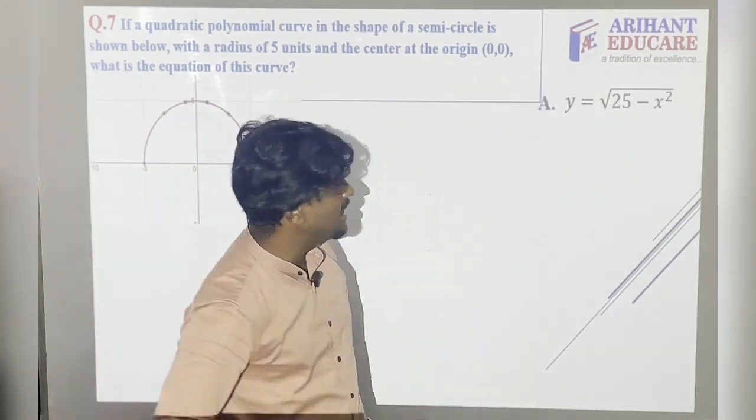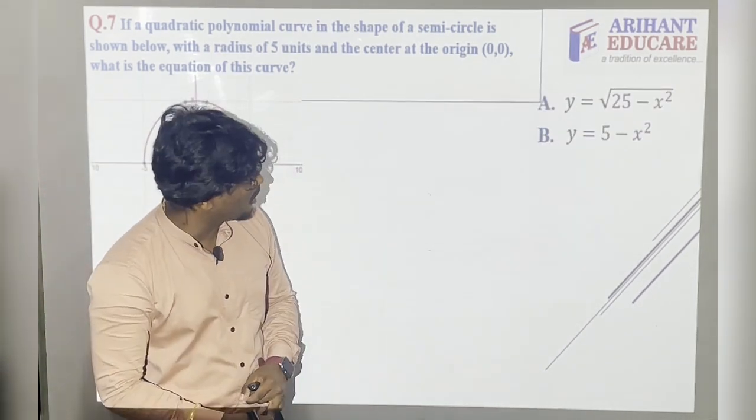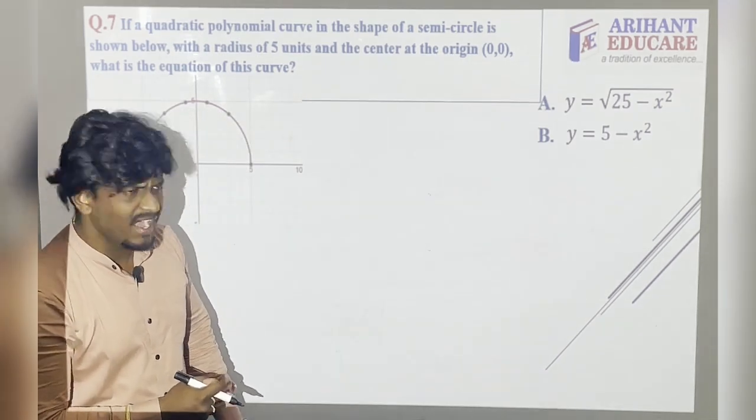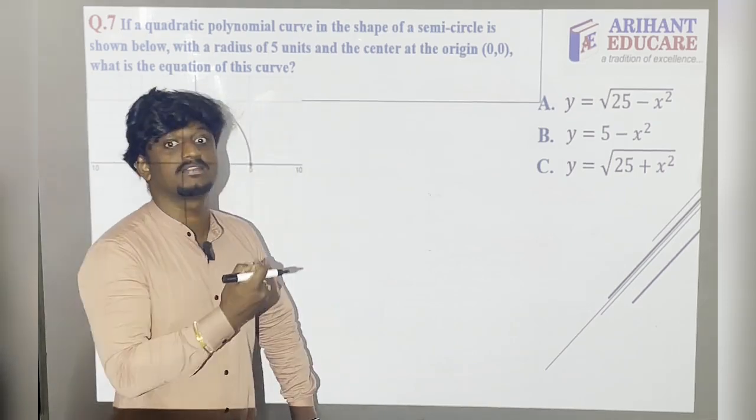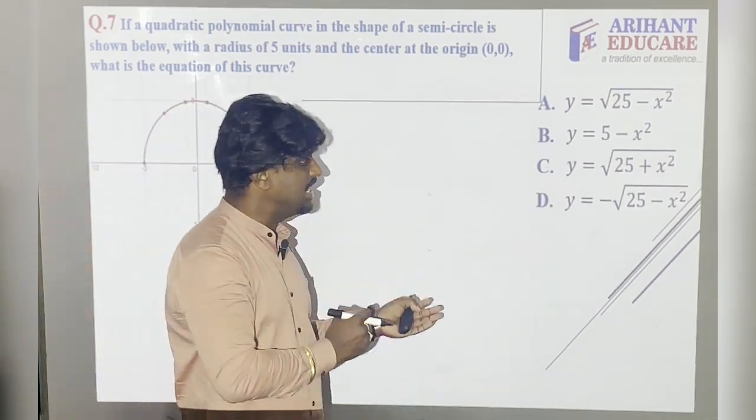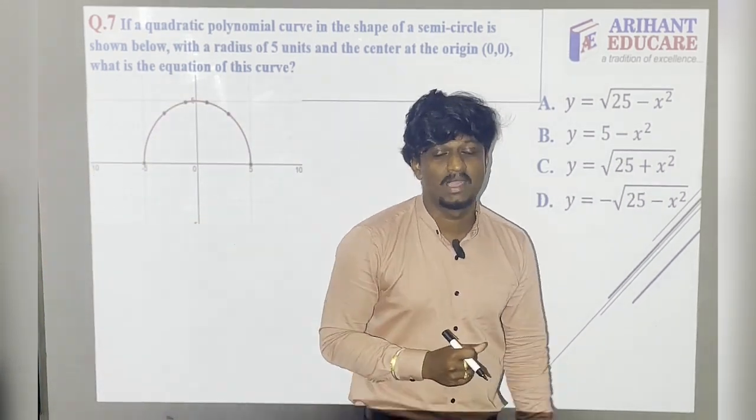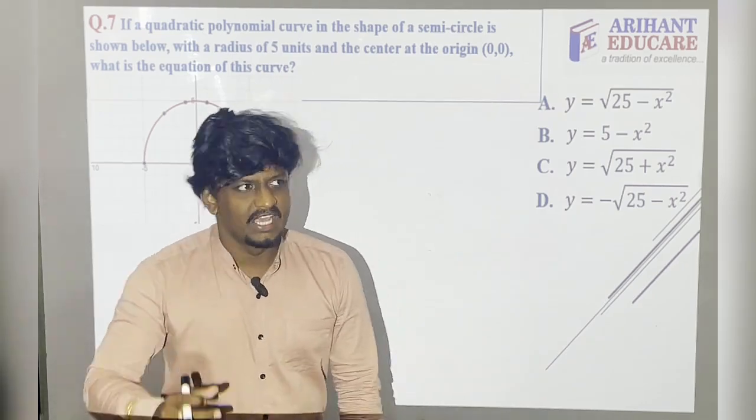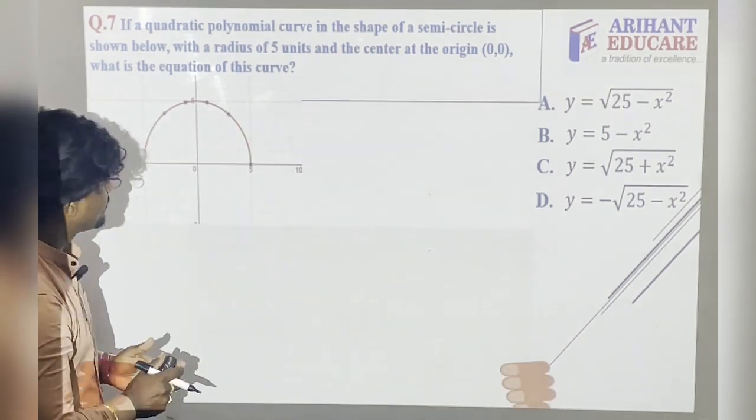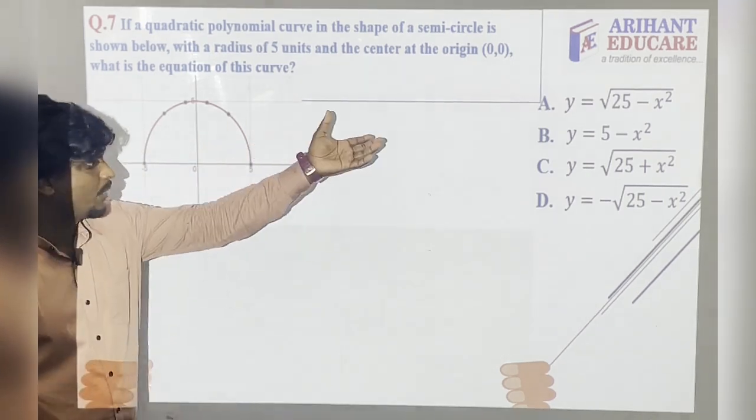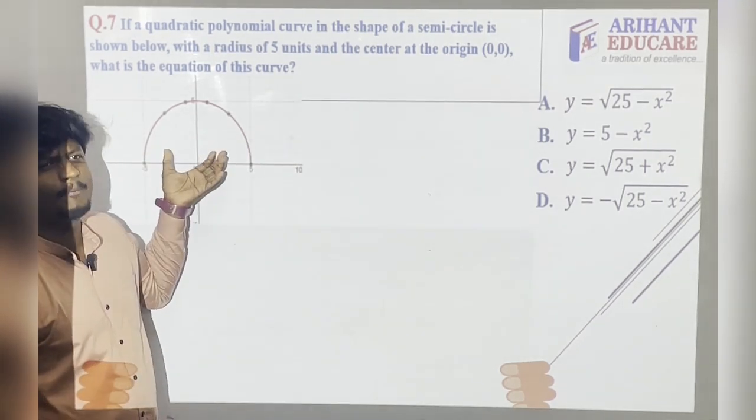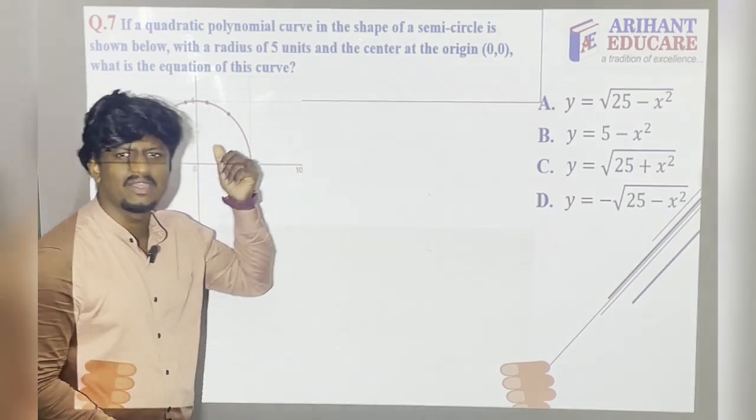We have the options. Option A is y equals root of 25 minus x square. Option B is y equals 5 minus x square. Option C is y equals root of 25 plus x square. And option D is y equals minus root of 25 minus x square. Definitely we need something to solve. Any equation which satisfies the given points is going to be the equation of this curve.